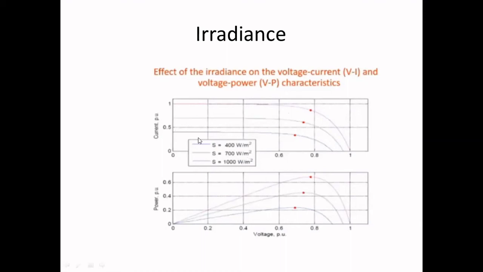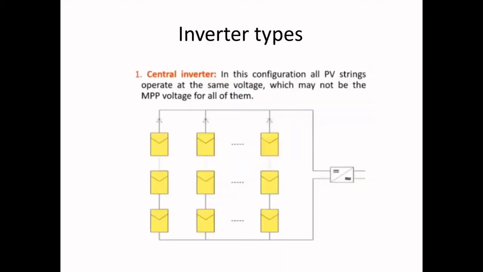We cannot vary the irradiance of the sun. It is nothing but a fixed one. Whatever we get, we have to use it carefully, and by increasing the efficiency, we can get more output. These are the types of inverters we have.